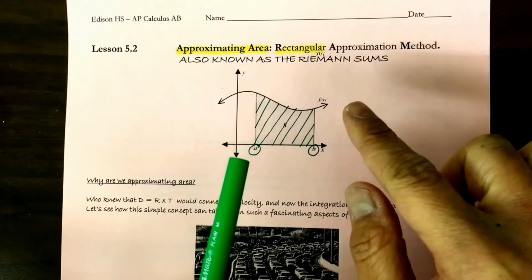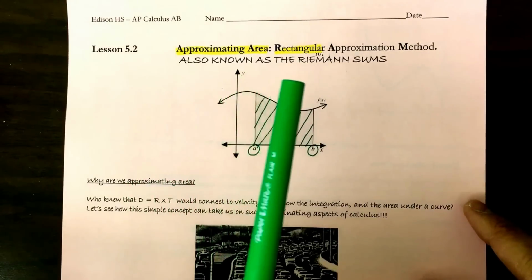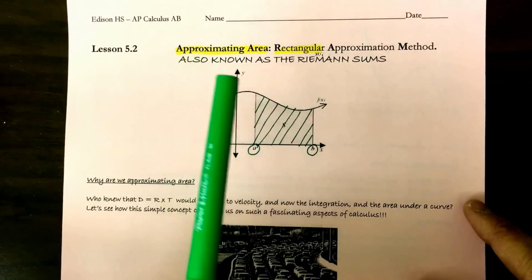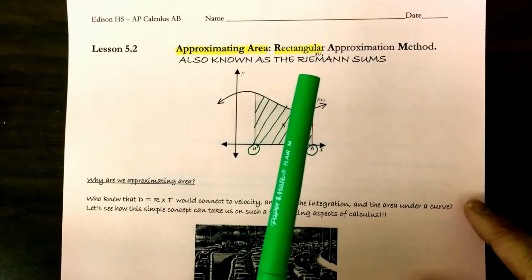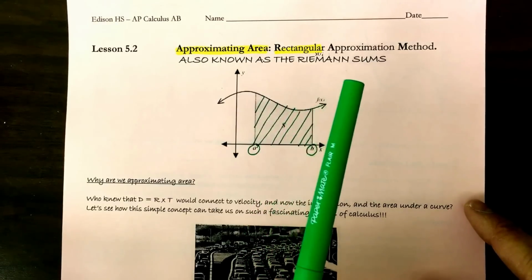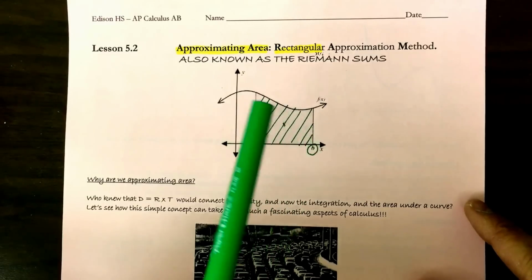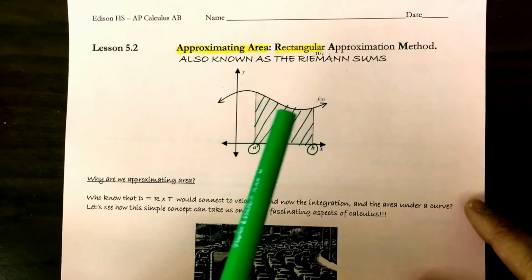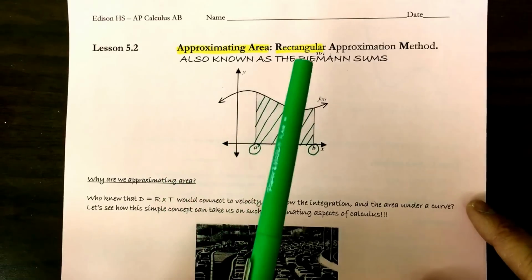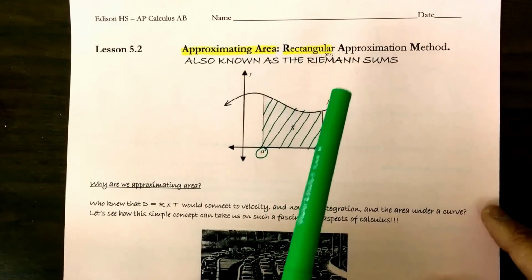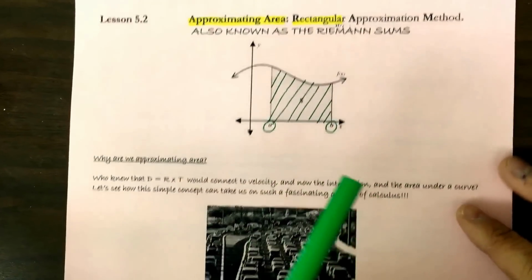So before we begin, approximating the area below a curve is also referred to as the Riemann sums. George Riemann is a mathematician who worked on areas below a curve, approximating them using rectangles, and that's why this method is also known by his last name.